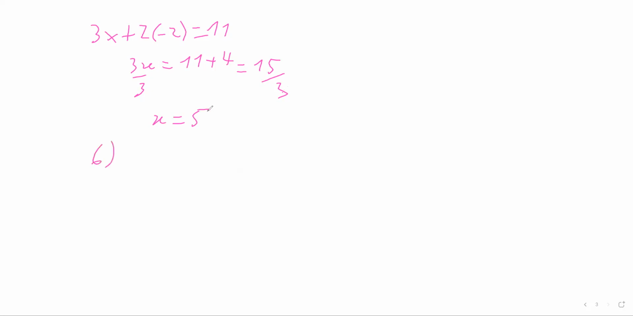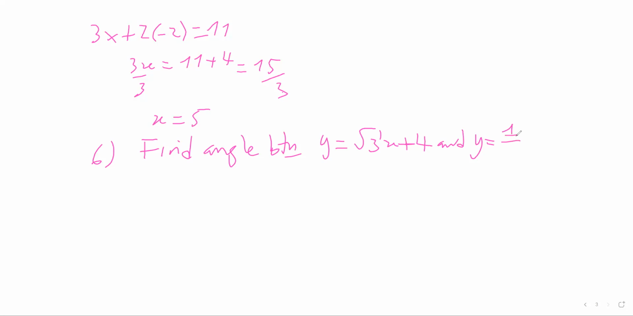Then question 6 is to find the angle between y is equal to square root of 3 x plus 4 and y is equal to 1 over square root of 3 x minus 3. M1 is equal to square root of 3. M2 is 1 over square root of 3.